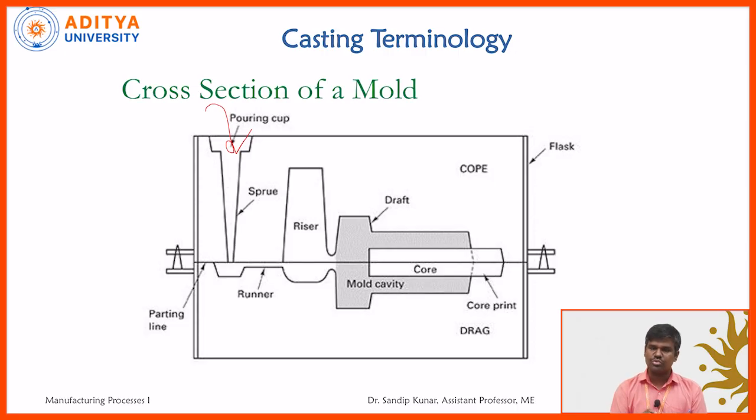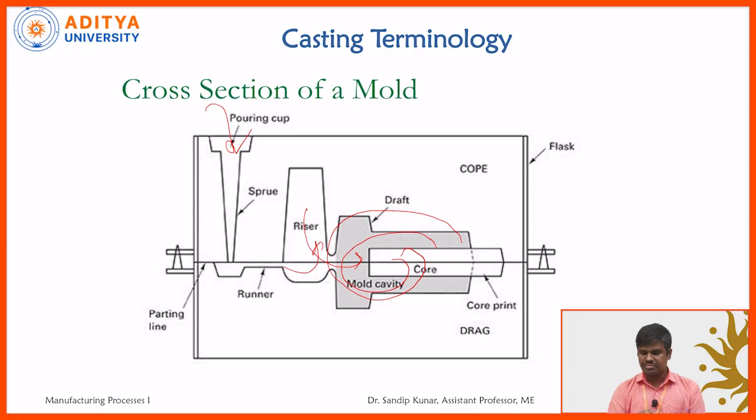The liquid material is poured into the pouring cup, then comes through the sprue, then the sprue well, then the runner, and finally the riser. The riser will be filled by liquid material, then the liquid material comes to the mold cavity, and the mold cavity is filled. When cooling starts, the solidifying product shrinks. When extra material is required, it comes from the riser.